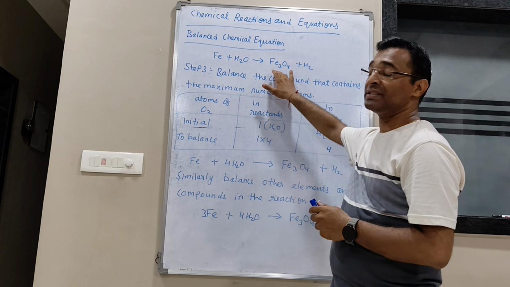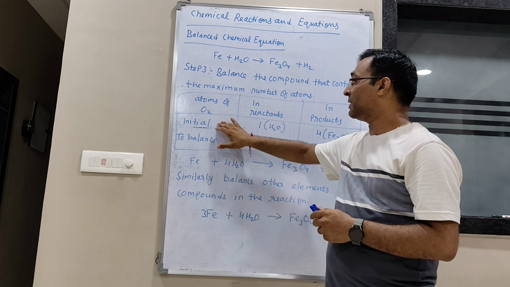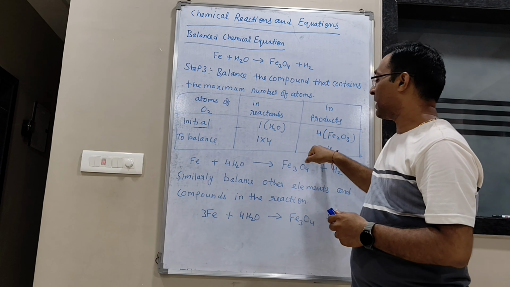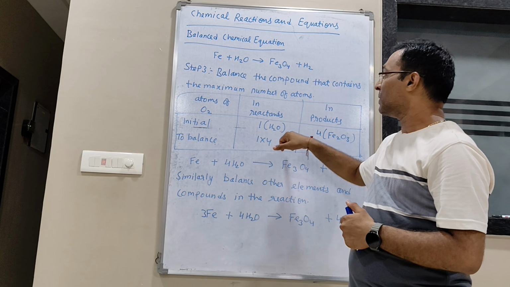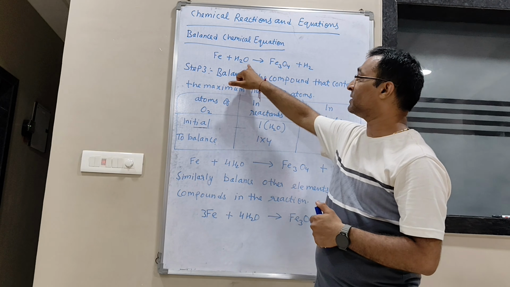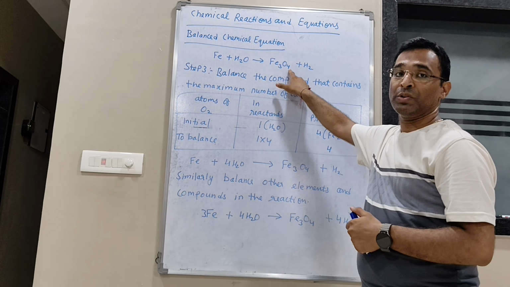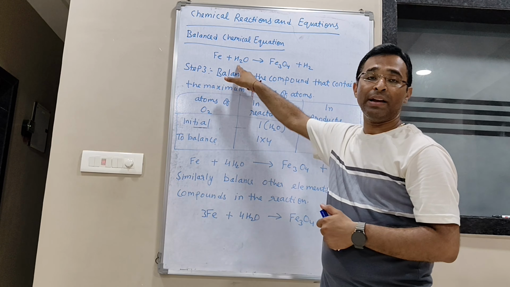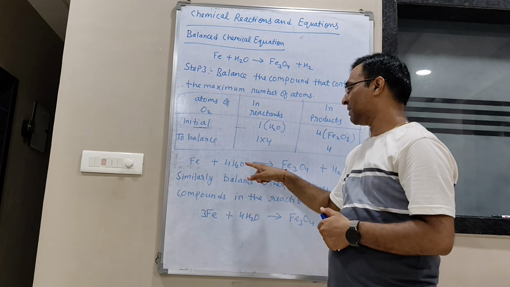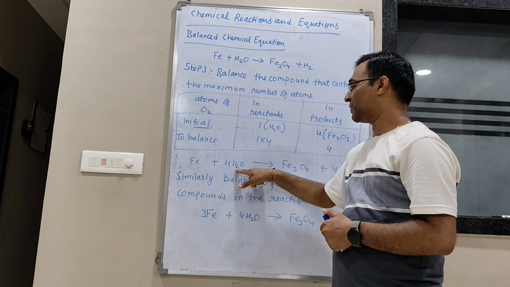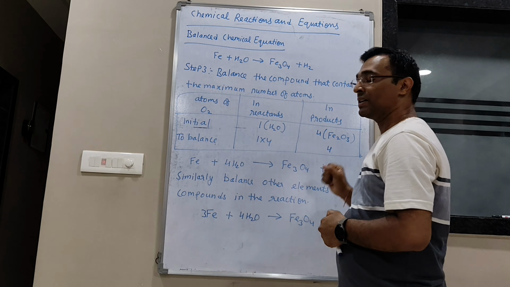Here, Fe3O4 is the compound. In this, oxygen has 4 atoms, so it contains the maximum number of atoms. If you see here, in the reactants there is only one oxygen atom and in the product it is 4. So we will multiply H2O by 4. By multiplying the H2O by 4 we will get the equation Fe plus 4H2O react to give Fe3O4 plus H2.